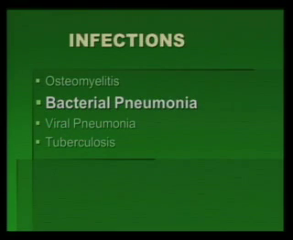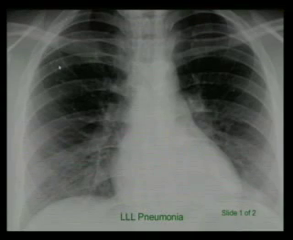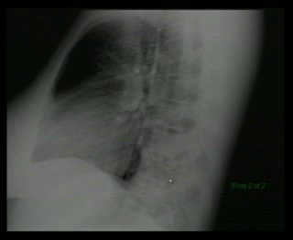Osteomyelitis. Bacterial pneumonia, classic bacterial pneumonias are going to be lobar. Behind the heart, you don't see the normal vessels. There is a left lower lobe pneumonia. You'd like to have a lateral view because it should get blacker as it goes down, and instead it gets whiter here. This is the left lower lobe pneumonia, and this is classic for bacterial pneumonia.